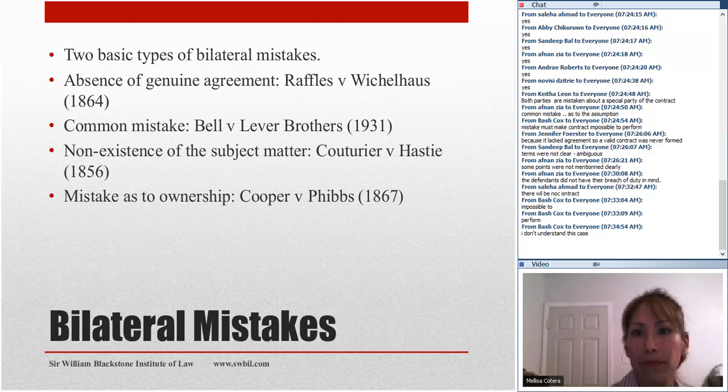What happens if one of the parties has assumed the risk of performance? What would happen? If we can see from the agreement that one party has assumed the risk of performance, this will not be a case of mistake as to the possibility of performance.